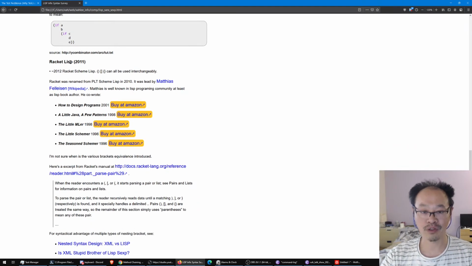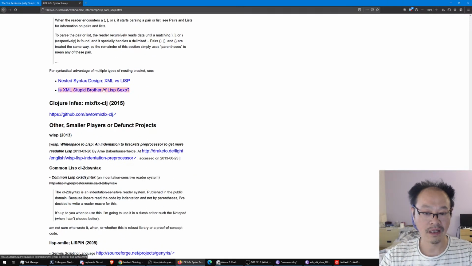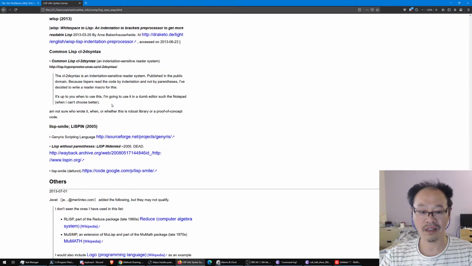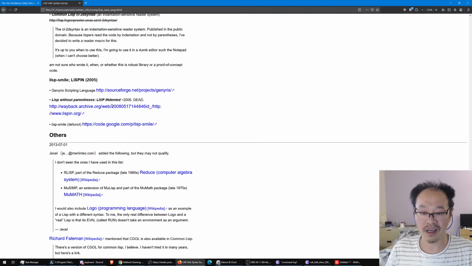Then Racket Lisp, which also supports not just parentheses but also square brackets and braces. Although it's not infix, there are several Scheme packages that support infix syntax. Then up to 2015, the Clojure Infix, there's a project. Then quite a lot. So every 3 to 5 years, there are some Lisp programmers trying to do that. Then often they get ridiculed by Lispers.